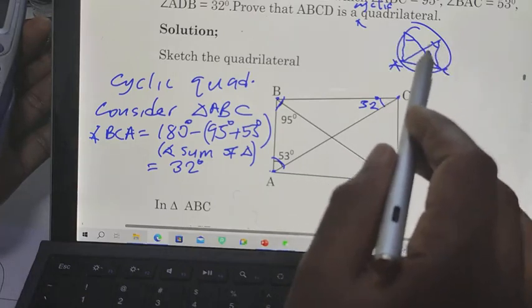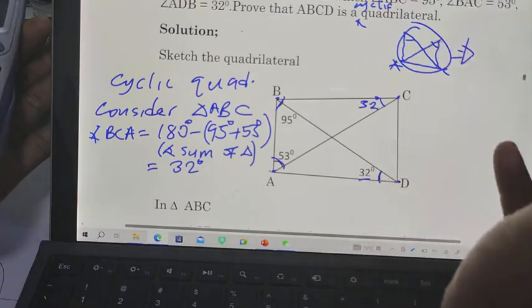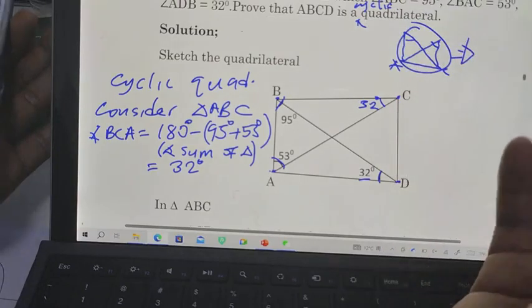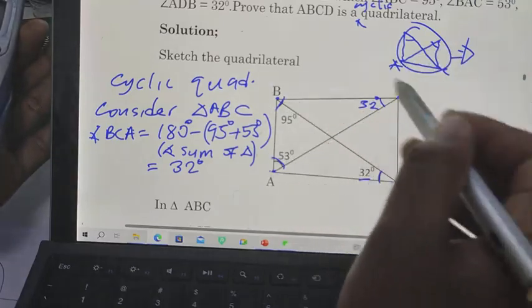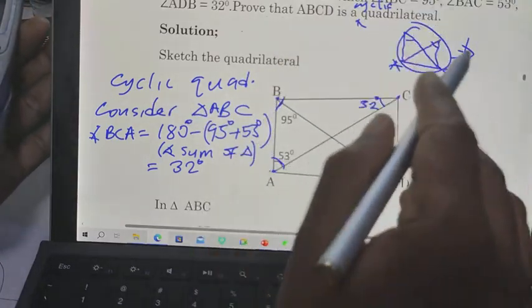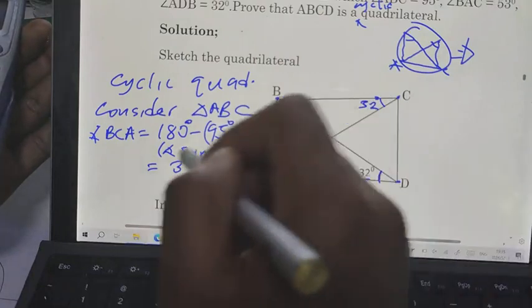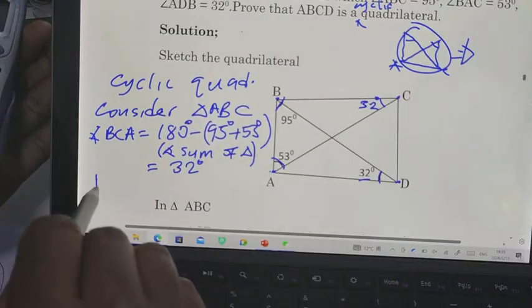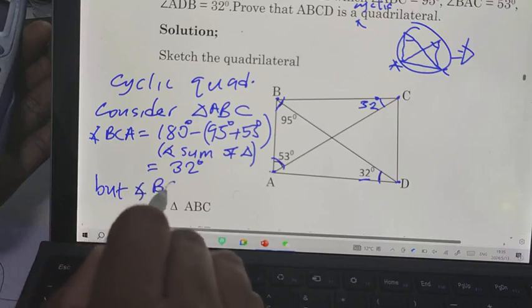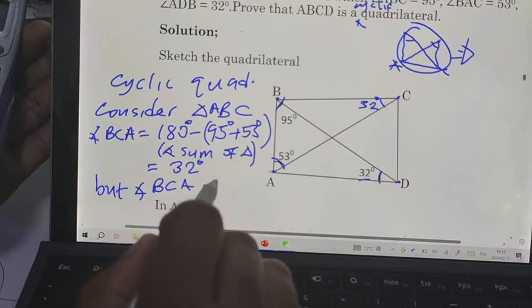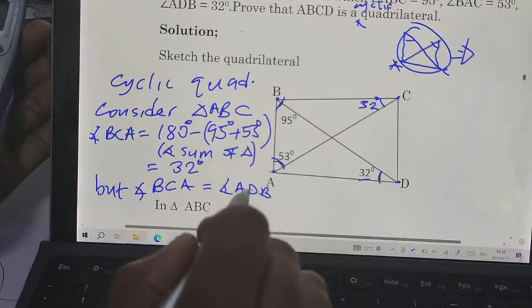So in circle geometry we know that angles in the same segment, or angles subtended by the same arc, are always equal. If that is the scenario, then this is a cyclic quadrilateral because it is showing that property, that this angle and that angle are equal. We can say that angle BCA is equal to angle ADB.